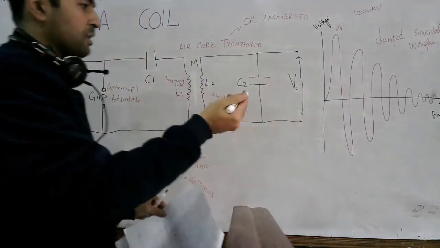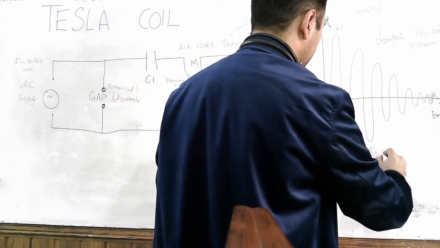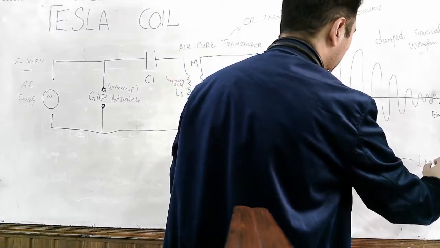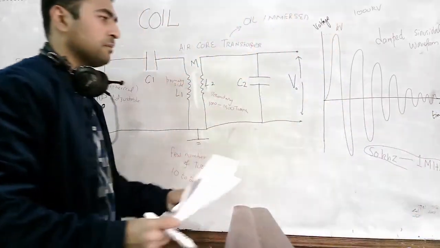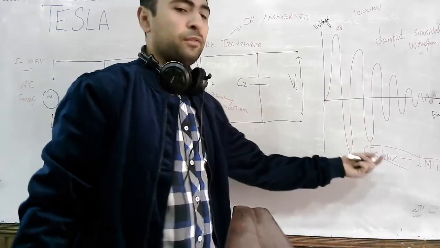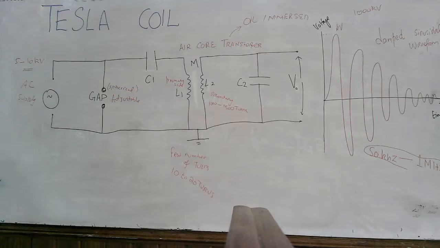And the frequency of this sinusoidal waveform is around 50 kilohertz to 1 megahertz. So this is the frequency range. There can be a frequency anywhere between 15 kilohertz and 1 megahertz, and the input voltage is around 5 to 10 kilovolts. And here we have an oil immersed transformer.